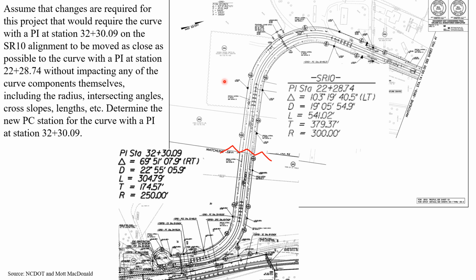And we need to find the station of the new PC for that curve that's existing that currently has a PI station at 32 plus 30.09, but that will change as we move that curve closer to the preceding curve.